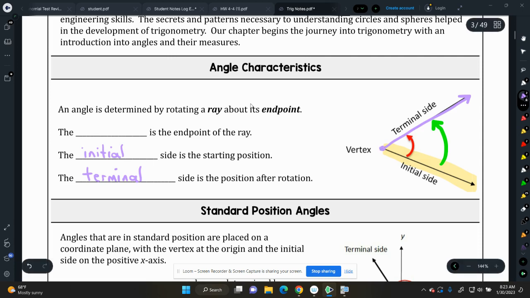So this point right here, this is called the vertex. It's the end point of the vector or the ray. A vector is a ray. Okay.